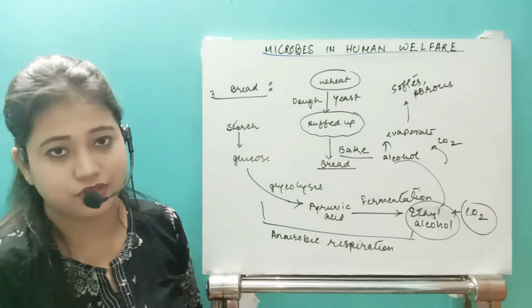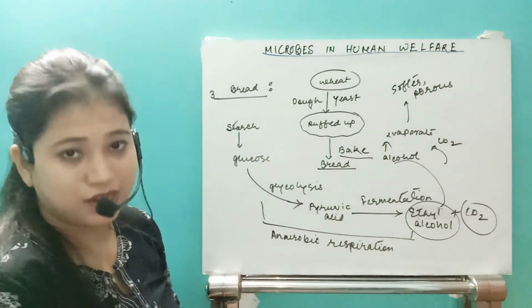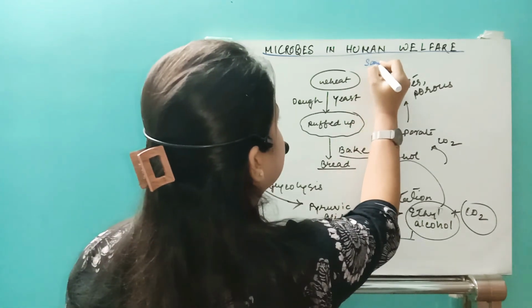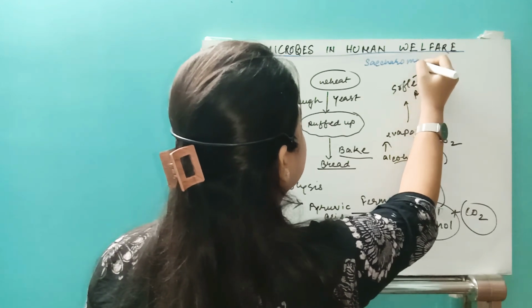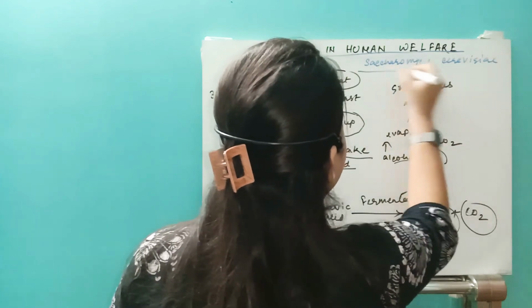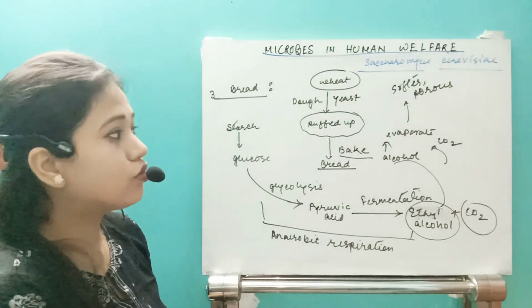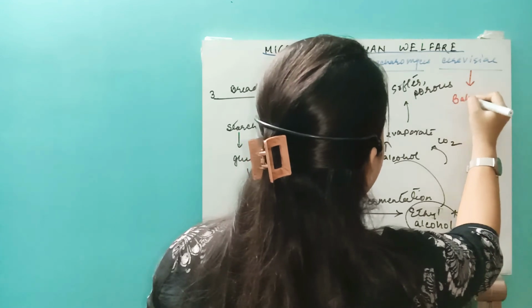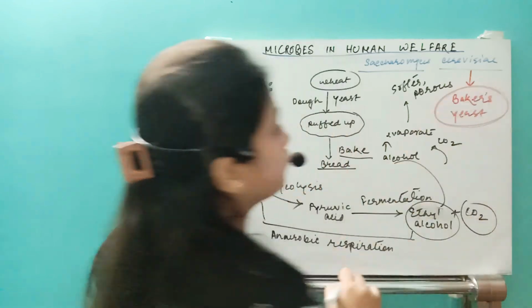This is the process. So what is the name of this microorganism? This yeast, actually. So remember that this is Saccharomyces cerevisiae. Okay, so remember that this Saccharomyces cerevisiae is also known as the baker's yeast. Okay, remember that this is known as the baker's yeast. Remember, this is very much important.